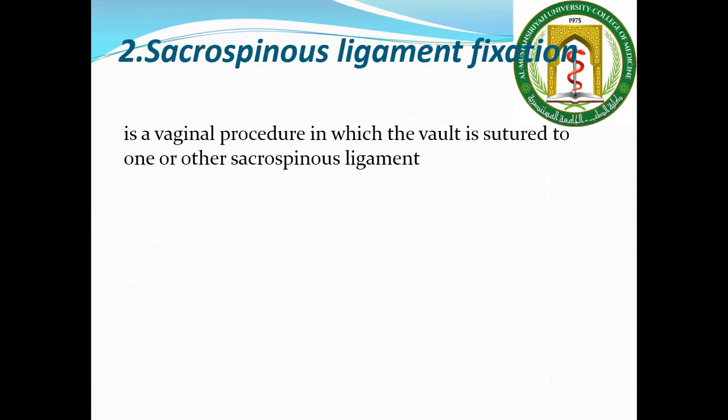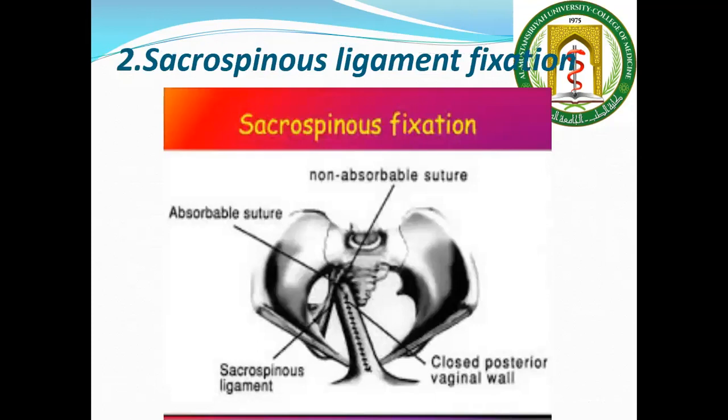Another operation for vault prolapse is the sacrospinous ligament fixation. In this case, we incise the vagina here, and then we suture it. This is a vaginal approach, so we prefer it over the previous operation, which is the abdominal approach. Of course, there are fewer complications if we use the vaginal approach. We suture this vaginal vault to the sacrospinous ligament here, okay? Sacrospinous ligament fixation by a non-absorbable suture, so the vagina will be returned upward.